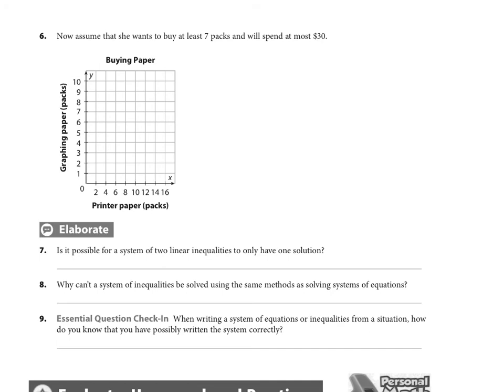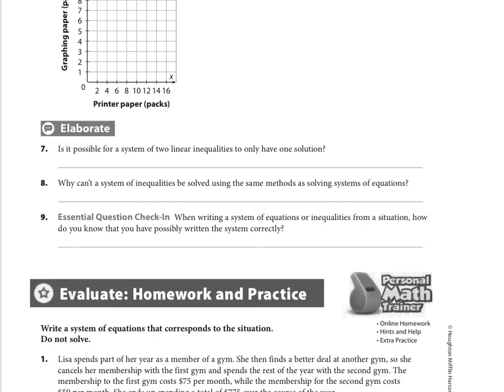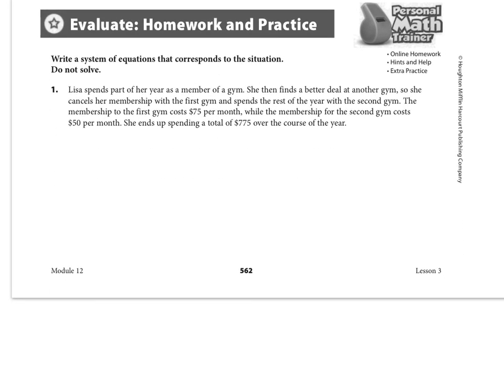So here's another example, but hopefully that's enough for you. We're going to go on down to the evaluate, which is on page 562. And on this, you're doing 1 through 23 odd.